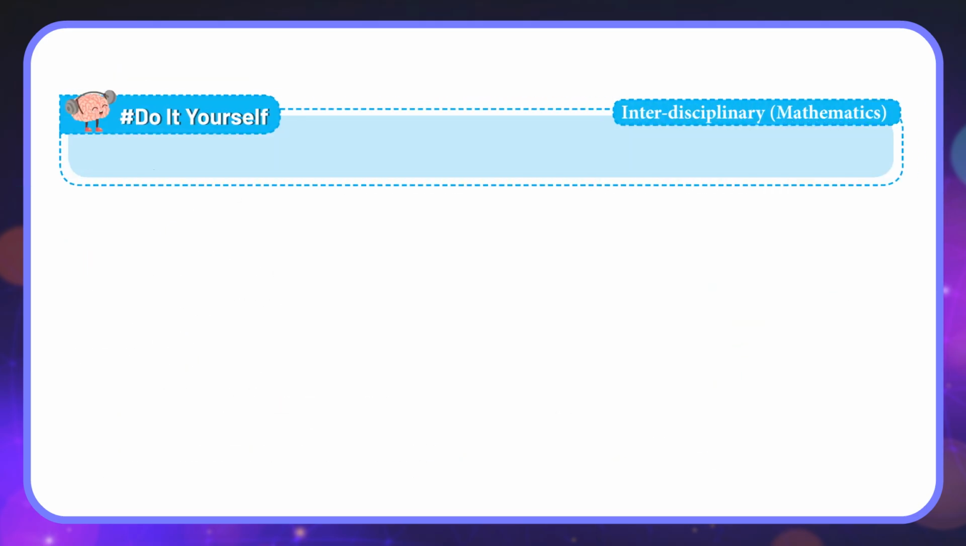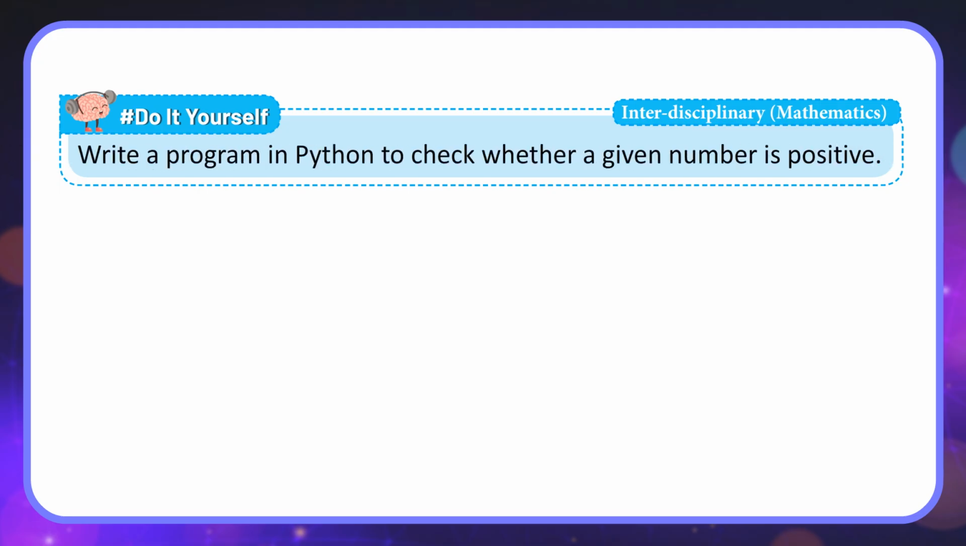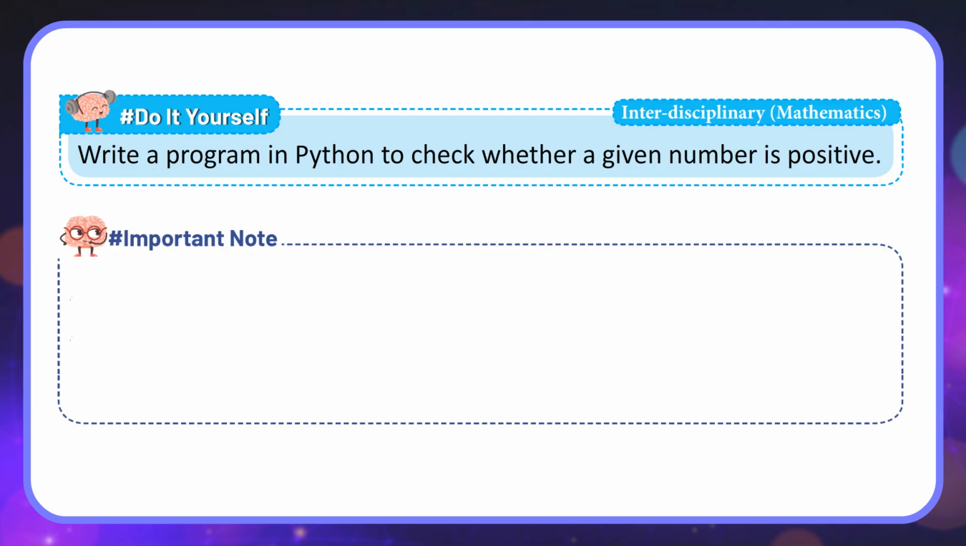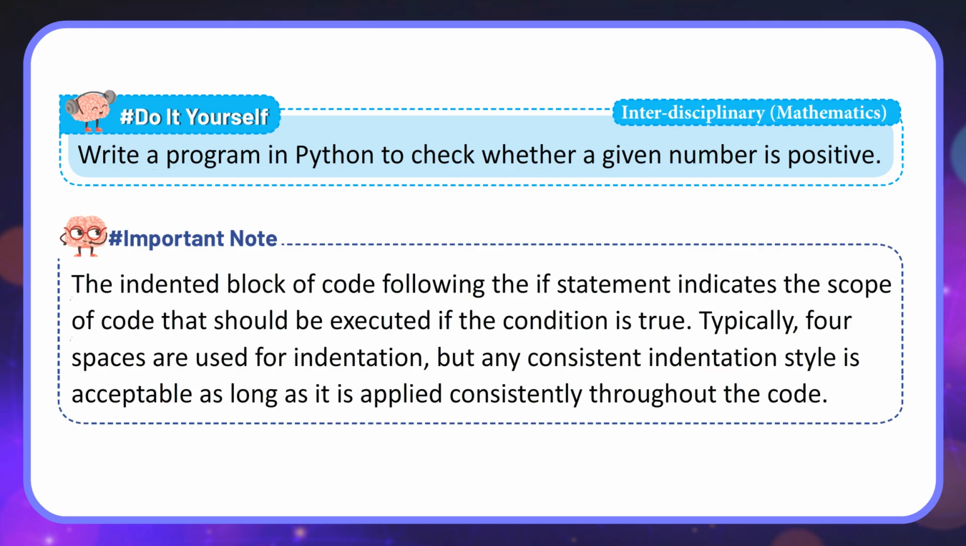Do-it-yourself, interdisciplinary, mathematics. Write a program in Python to check whether a given number is positive. Important note: the indented block of code following the if statement indicates the scope of code that should be executed if the condition is true. Typically, 4 spaces are used for indentation, but any consistent indentation style is acceptable as long as it is applied consistently throughout the code.